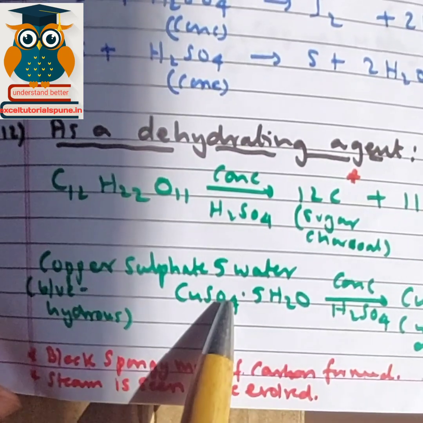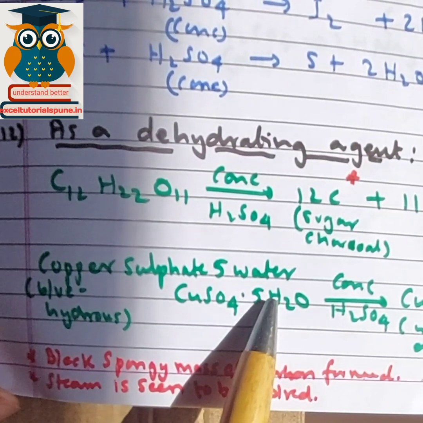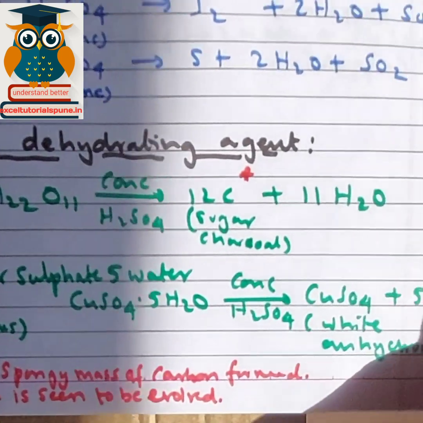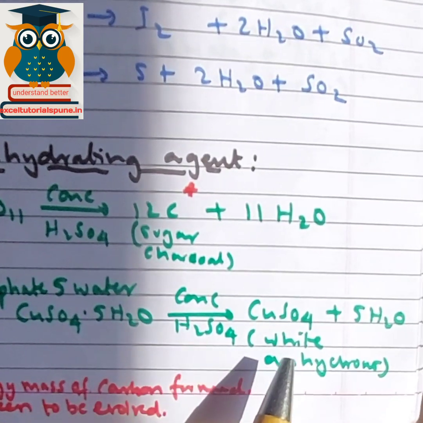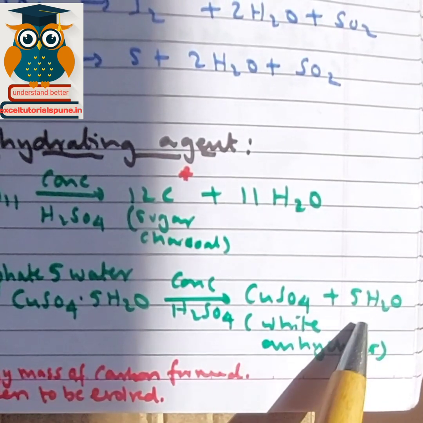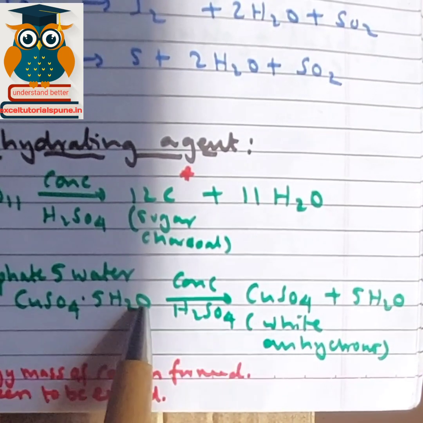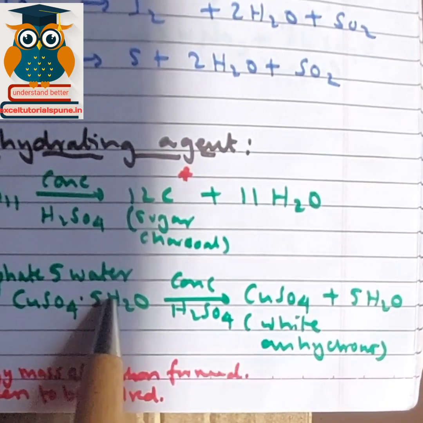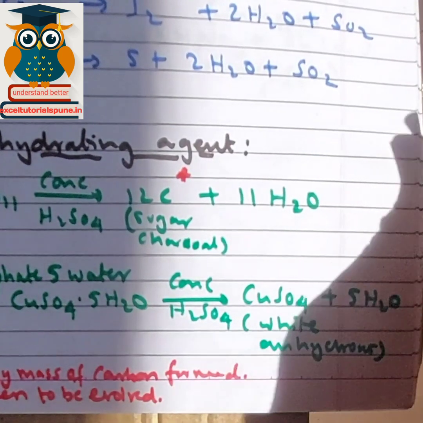Then copper sulfate with 5 water molecules. So this is blue hydrated copper sulfate. When concentrated sulfuric acid is added, you get white anhydrous copper sulfate plus water. That means the water is removed. It is dehydrated and the color changes from blue to white.